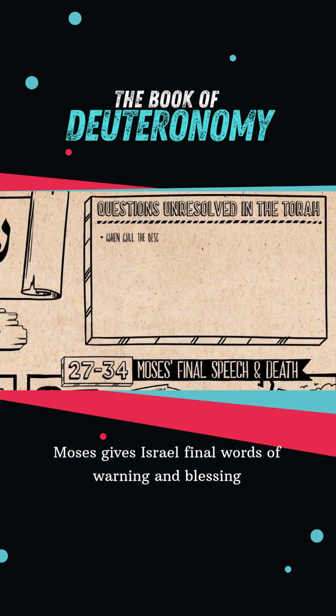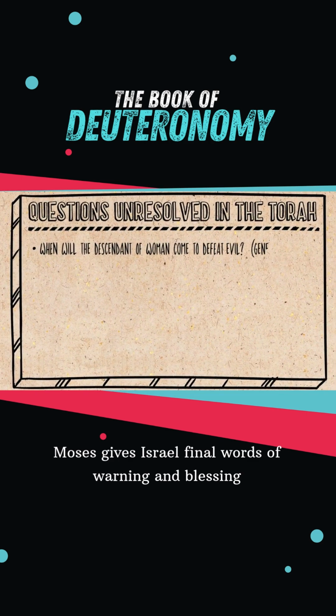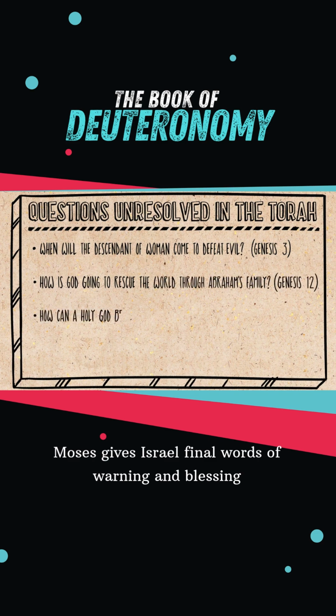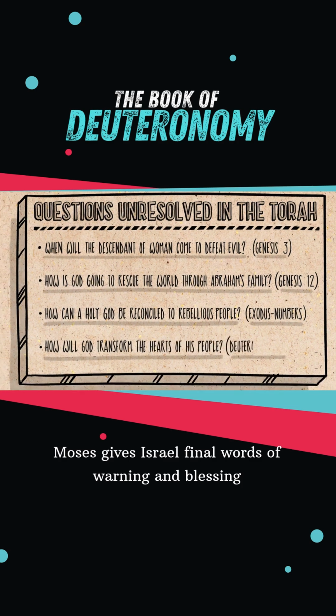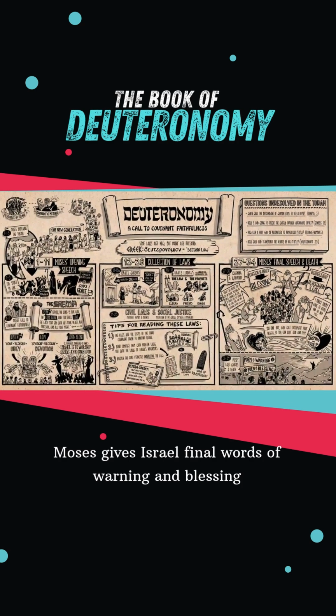So when is the descendant of the woman going to come and defeat evil? Or how is God going to rescue the whole world and bless all nations through this family? And how can God's holiness be reconciled with people who are continually rebellious? And how is God going to transform the hearts of his people? You just have to keep reading to find out. But for now, that's what the book of Deuteronomy is all about.